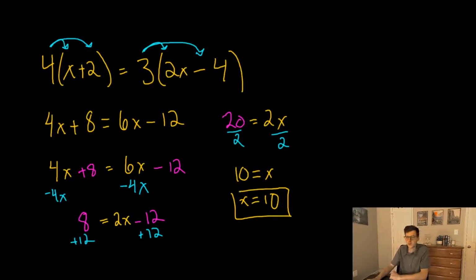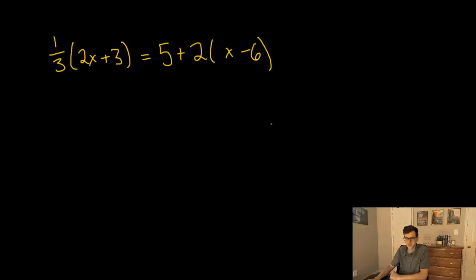One more example, real quick today. Wow, there's a lot going on: 1/3 times (2x plus 3) equals 5 plus 2 times (x minus 6). We want to simplify both sides. Here's where I'm a little cautious. If I ever see a fraction, I really like to stay away from fractions. It just makes my life easier. So I'm going to leave this side as it is for now, because it's 1/3 times this whole thing. Let's see if we can simplify the other side.